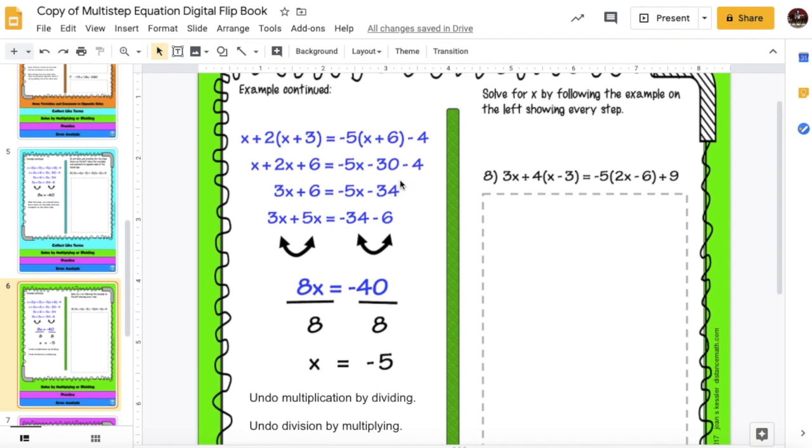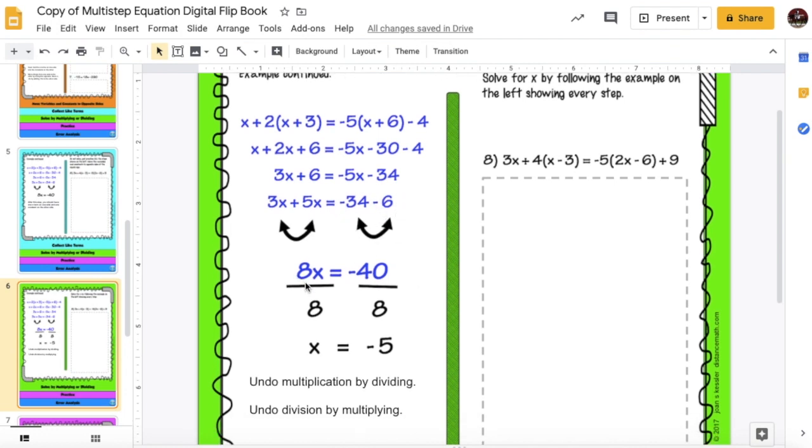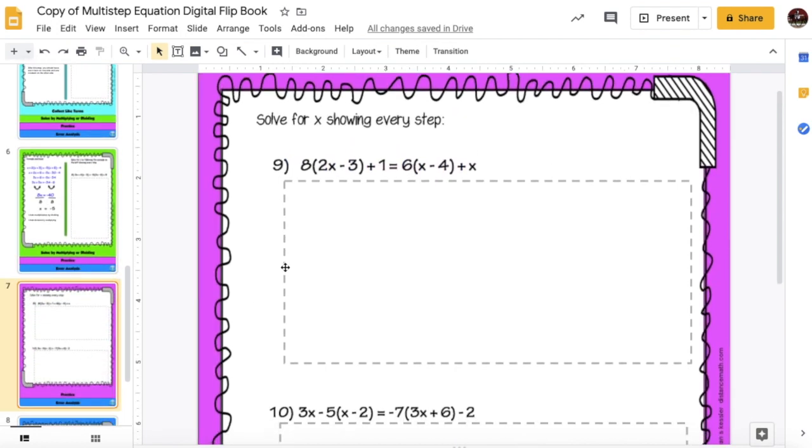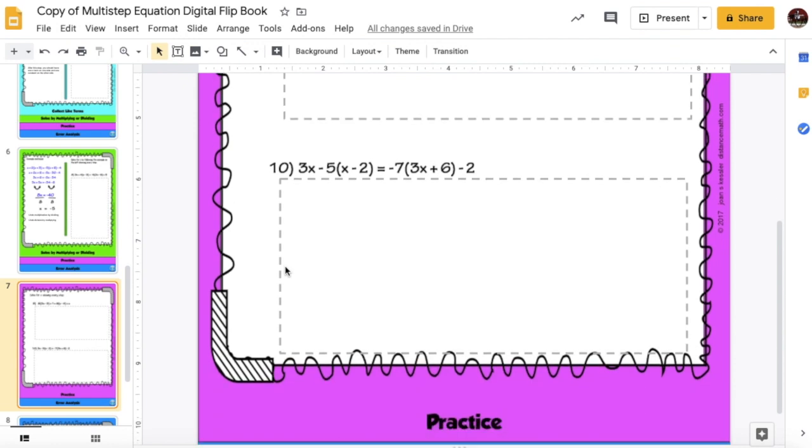Distribute, combine like terms on each side, move things around to get the x terms on one side and the constants on the other. Simplify until you have one x term equaling one constant, then multiply or divide to find your answer. There's more practice for you to do on this purple page.